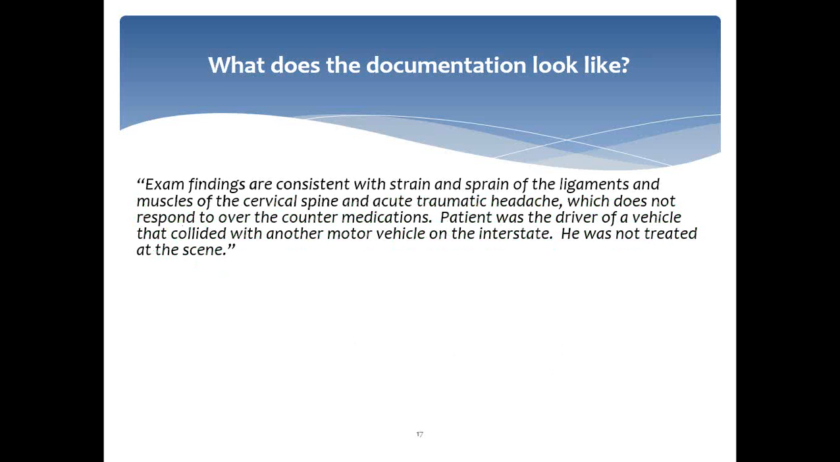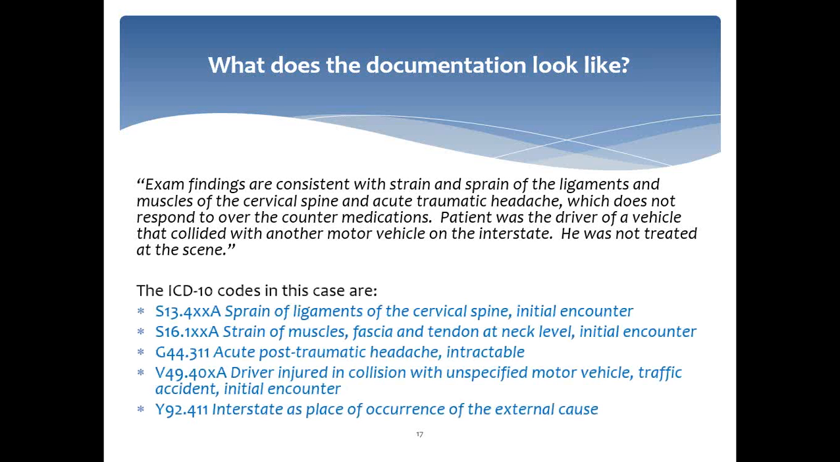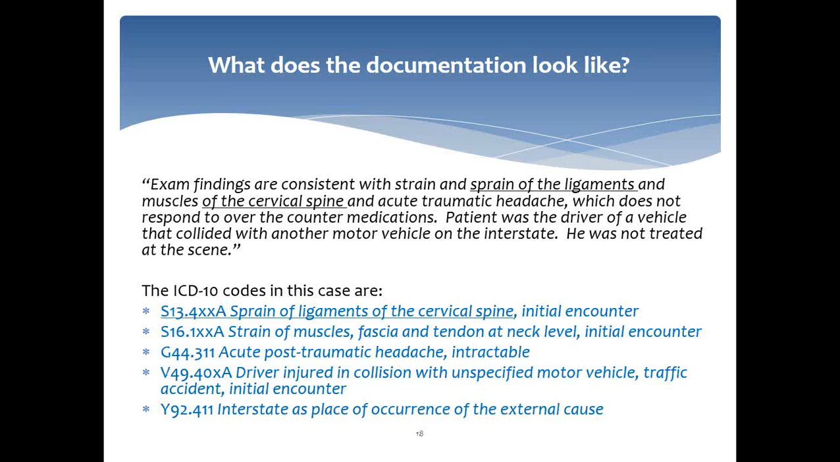Here's the new note. All right, so this is the note rewritten to meet new criteria to satisfy the codes I selected. And here are the codes that I've selected. I ended up with five. Okay, so what I'd like to do is take you through each one of these and show you how I changed my documentation to support the codes that I found using GEMS and the alphabetic index in my tabular list. So that first code there is sprain of ligaments of the cervical spine. And you'll notice that in the note, I just changed a little bit to make sure that the wording matched the code.